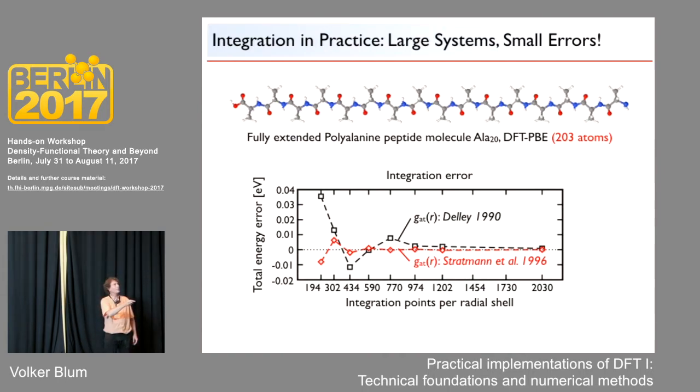194 points, 302 points, 434 points, and so on. And you can see that the integration error of something like this peptide here with 203 atoms converges rather rapidly with the number of integration points on these shells, which means that the integrals are a controlled problem. And of course, you can increase your integration accuracy to however large you want, so this is a convergible parameter.